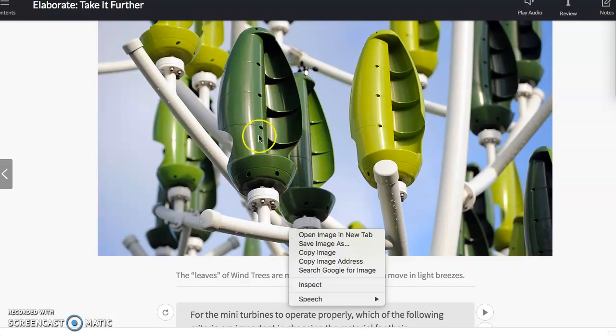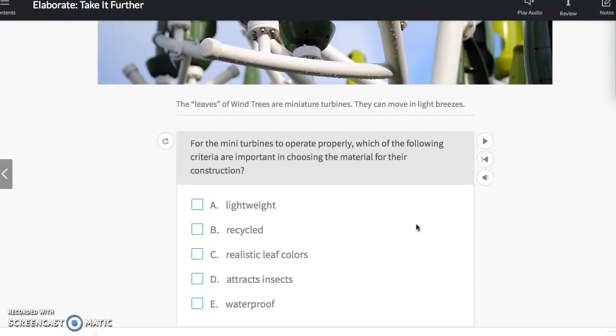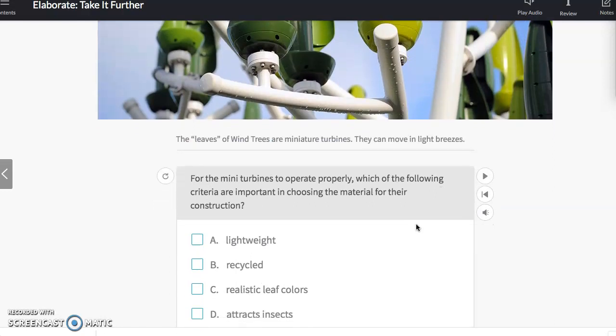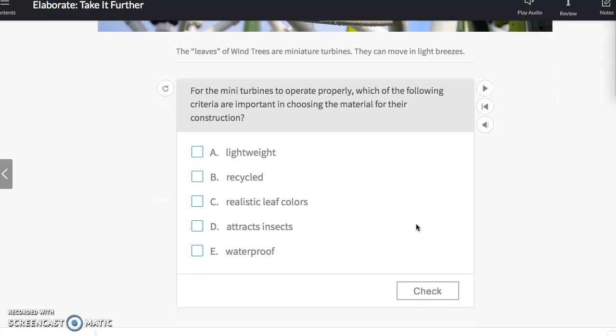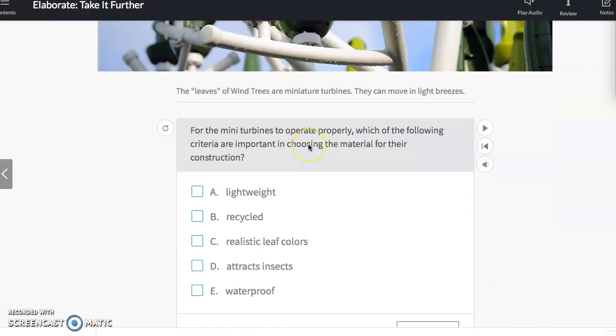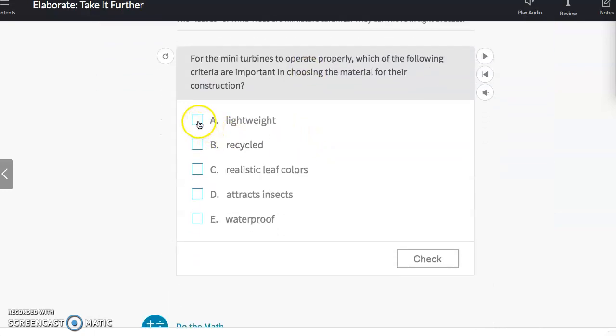Now they're talking about how they're all mini turbines right here. We want them to operate properly. Which of the following criteria are the most important, really? What's important for choosing the material? We want them to be able to move and get energy. So it really should be lightweight.